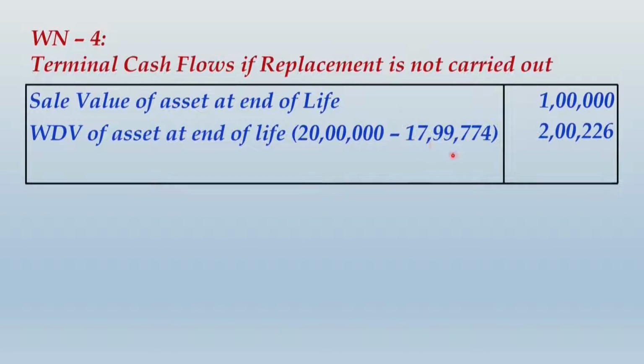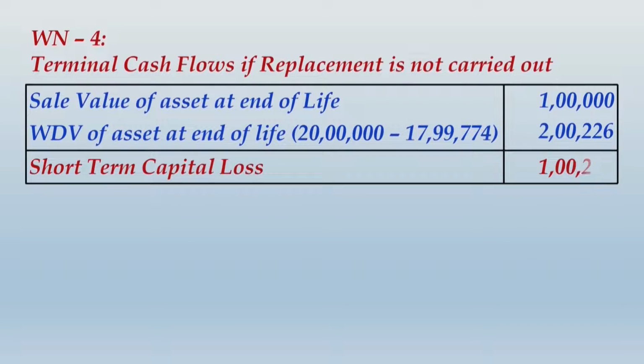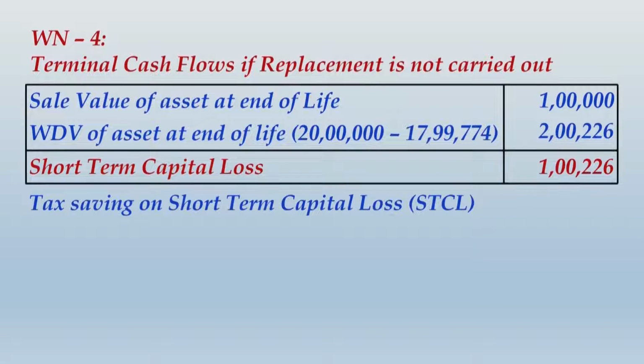Throughout its life, the cumulative depreciation that you are charging is 17,99,774. So the WDV is 2,26,000. Now after 8 years, that is at end of the machine's life, we don't know what is going to happen, because our calculation horizon is only the next 8 years. Whatever be the difference, we will treat it as short-term capital loss, and on short-term capital loss there will be tax savings at 40%, and that works out to 40,090.